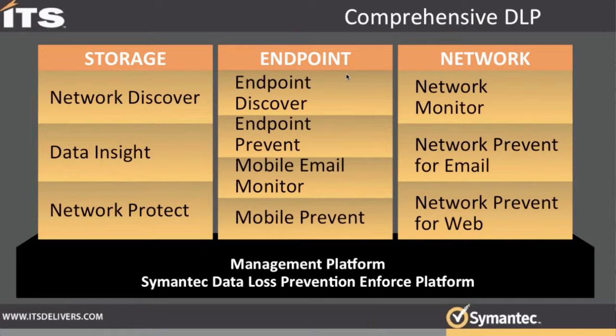And then data in motion, right? So the Network Monitor product, Network Prevent for web and email. And this is a common denominator in a lot of DLP environments and a lot of organizations that are trying to protect information. This is often a priority threat vector, is the concern that email can be leveraged to leak information, even if it's someone just intending to do their job.